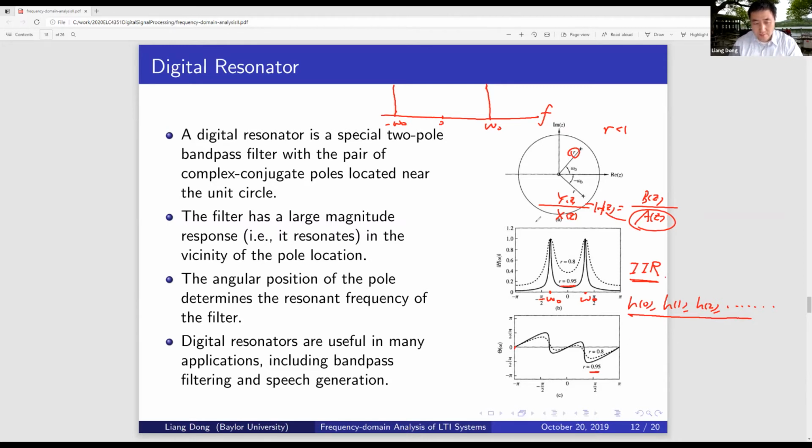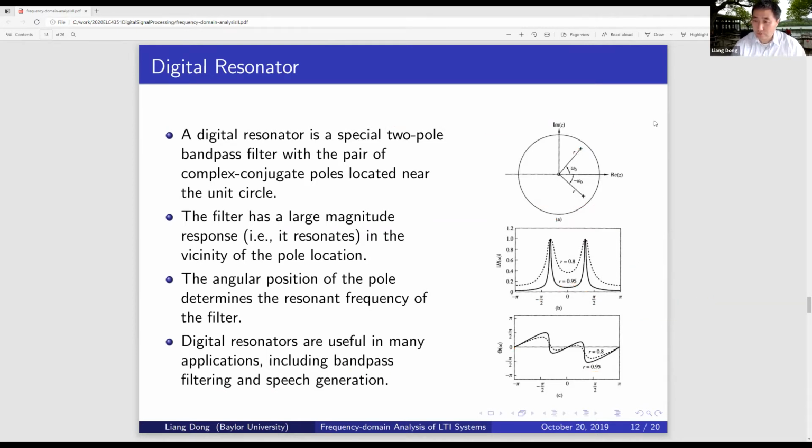A digital resonator has many applications, including narrow bandpass filtering, and a speech generator or speech synthesizer. Today's speech synthesizer is very close to a real human voice. So you need some way to generate the frequency components in the signal to make it sound like a human voice. You can change the voice, low pitch for male, high pitch for female, change it to a baby voice, and do all kinds of things. And then you have to generate some specific frequency. That's why we use this resonator a lot.